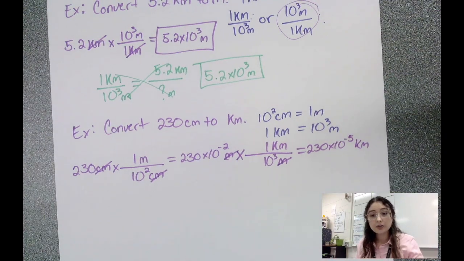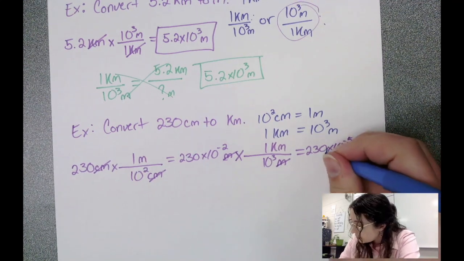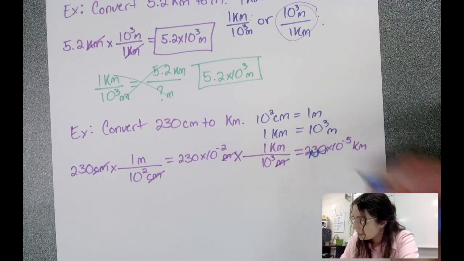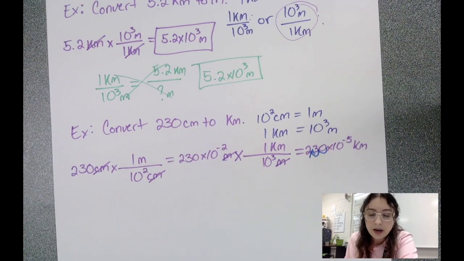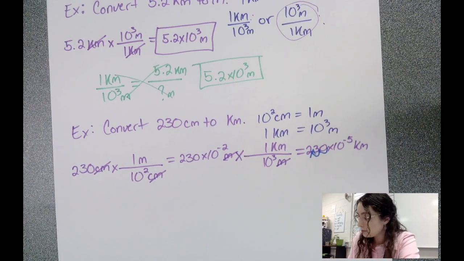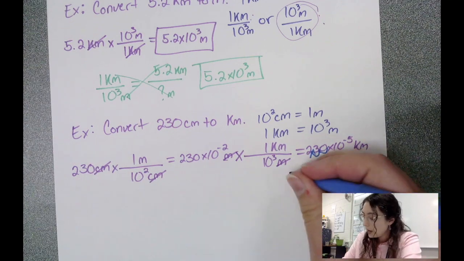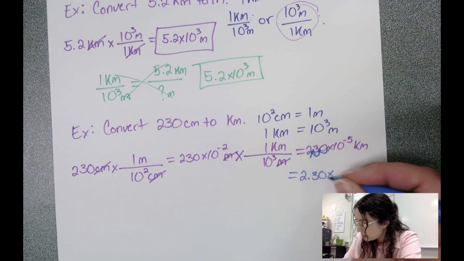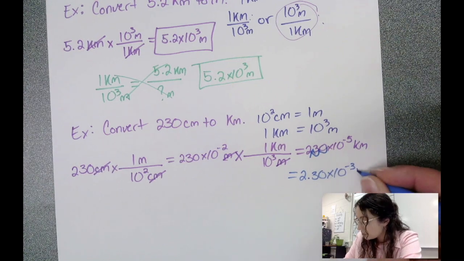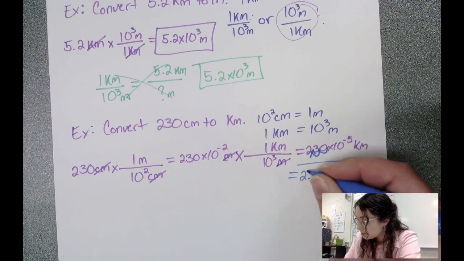Last thing I'm going to do is put my answer in correct scientific notation. So I'm going to move my decimal 2 places to the left. That's going to increase my exponent by 2. And so my final answer will be 2.30 times 10 to the negative third kilometers.